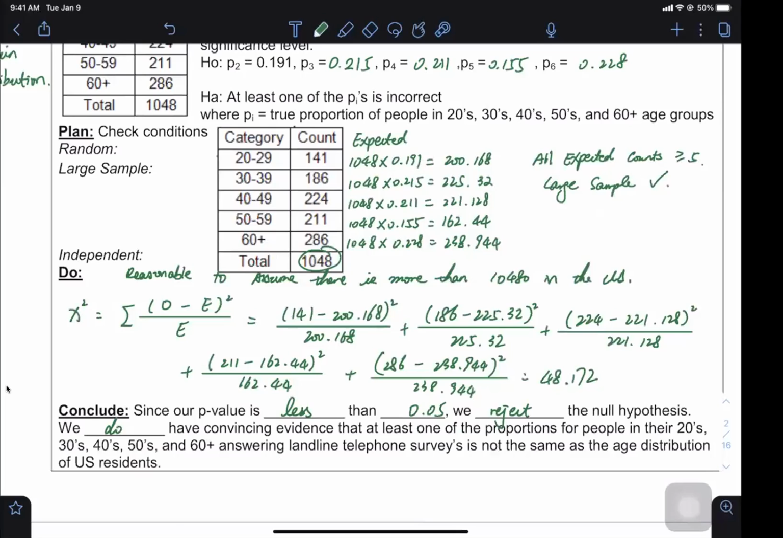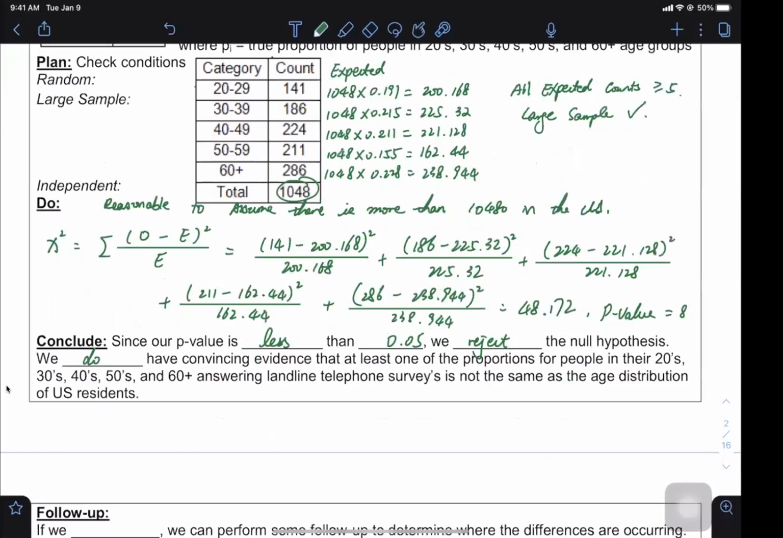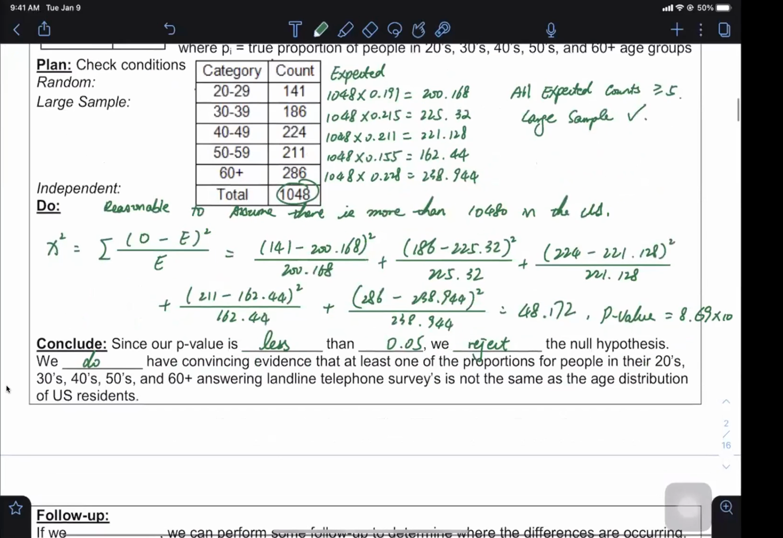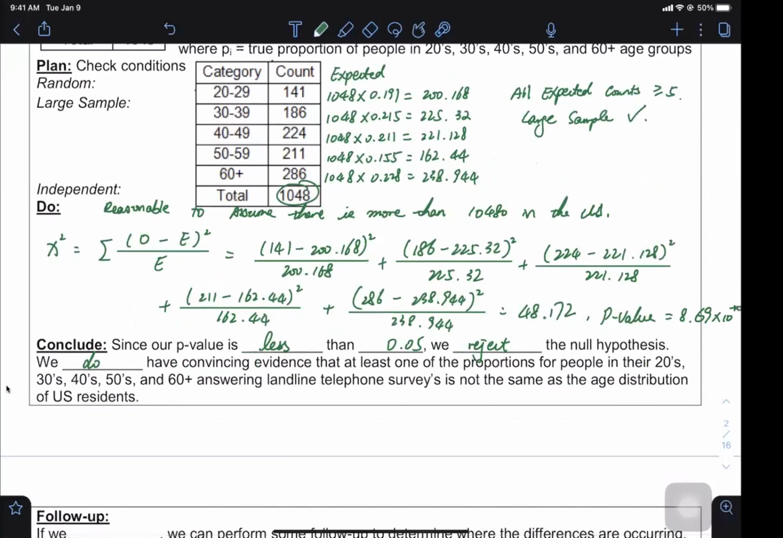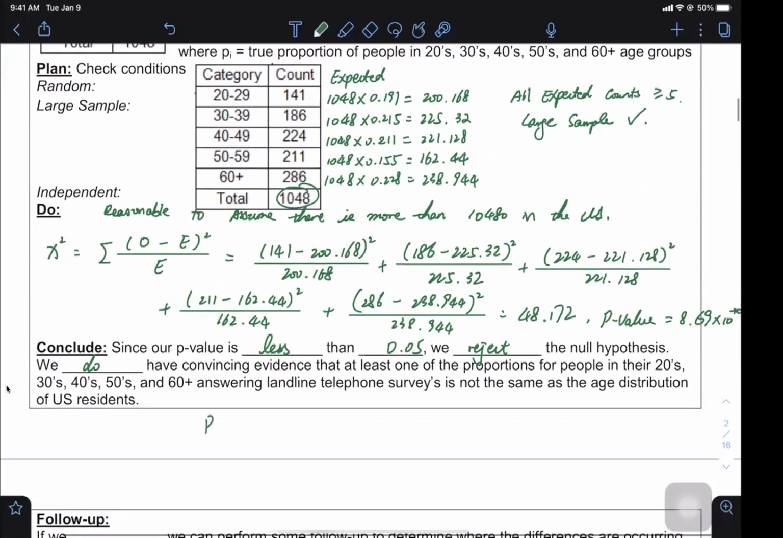And then the p-value this time is also very small, so our conclusion doesn't change. Sorry, and for the p-value, it's chi-square CDF, and then we use 48.172 for the lower bound. So the p-value is chi-square CDF from 48.172 to upper bound infinity, and the degree of freedom is 5 minus 1.